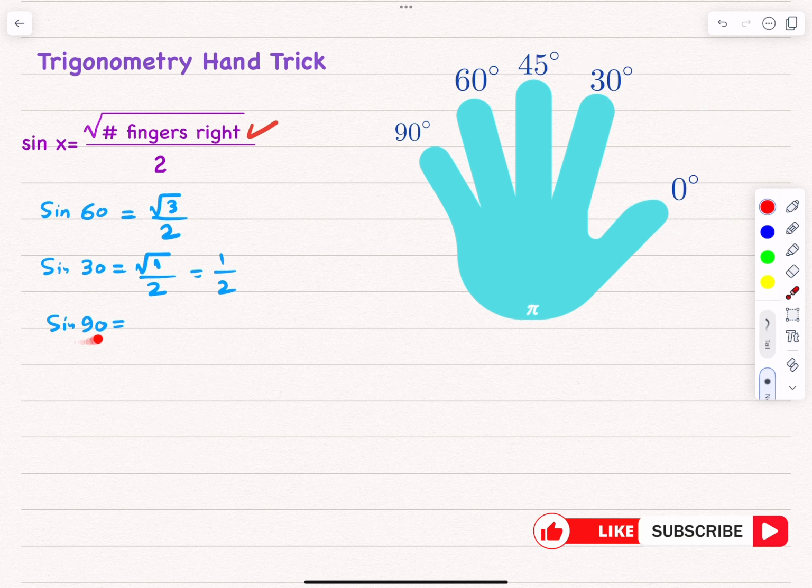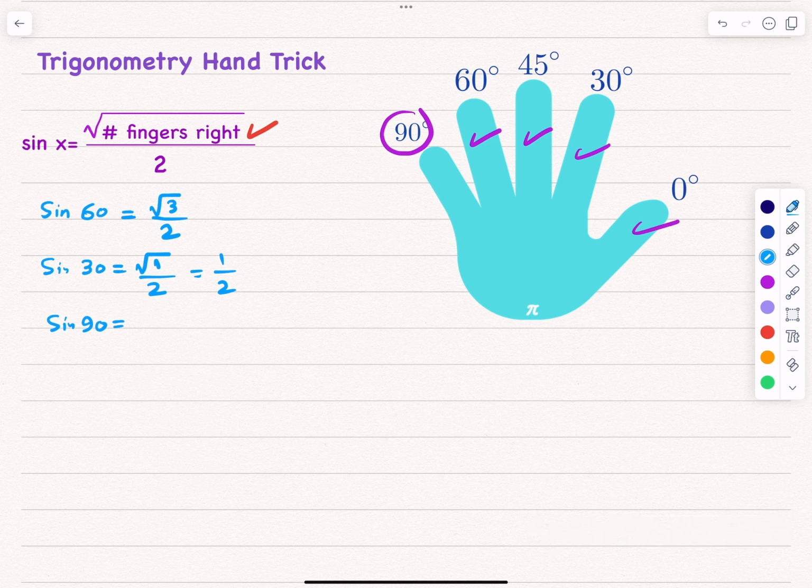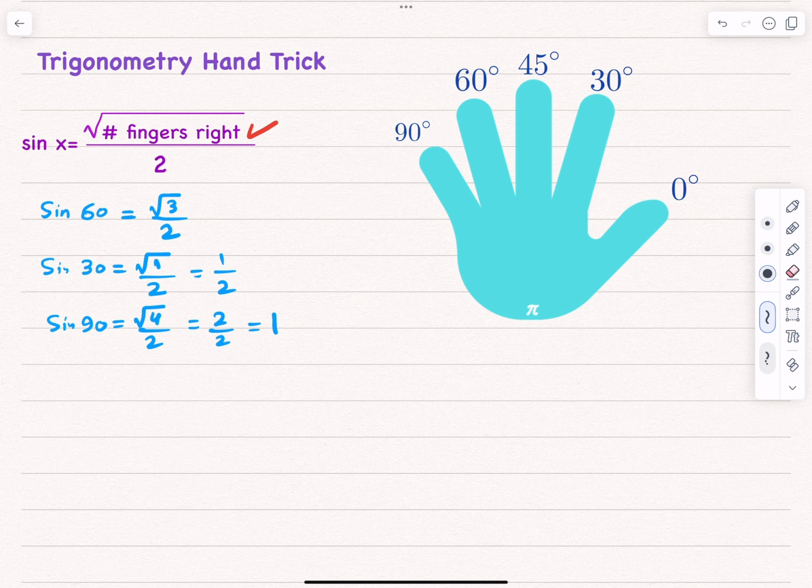Moving on now to sine 90. Here we have angle 90. On the right of 90 we have 4 fingers. So it will be the square root of 4 divided by 2. Square root of 4 is 2, so we have 2 divided by 2, which is 1. So sine 90 is equal to 1.